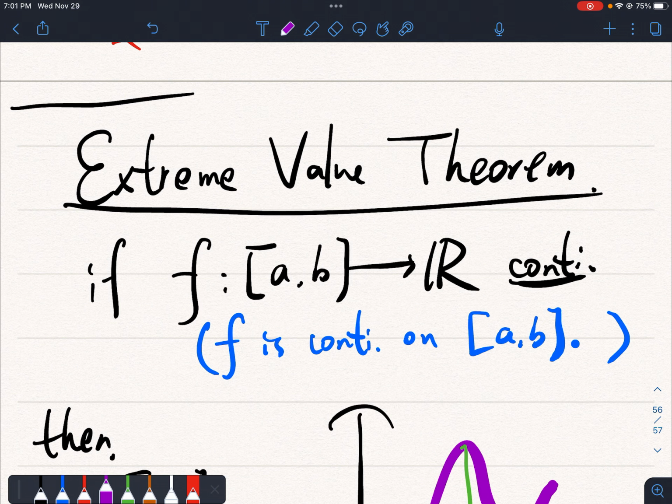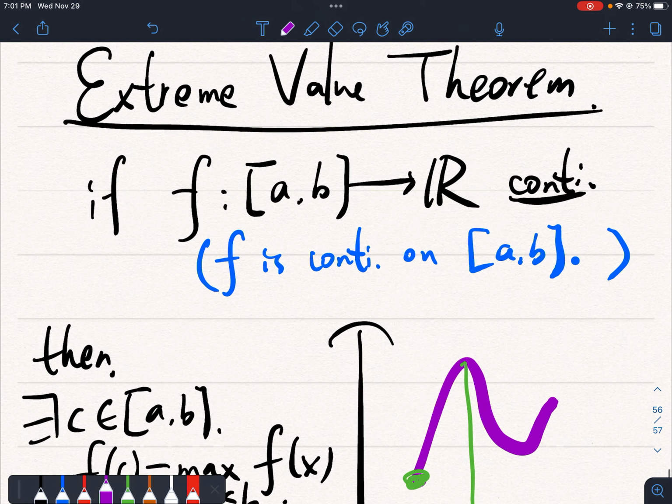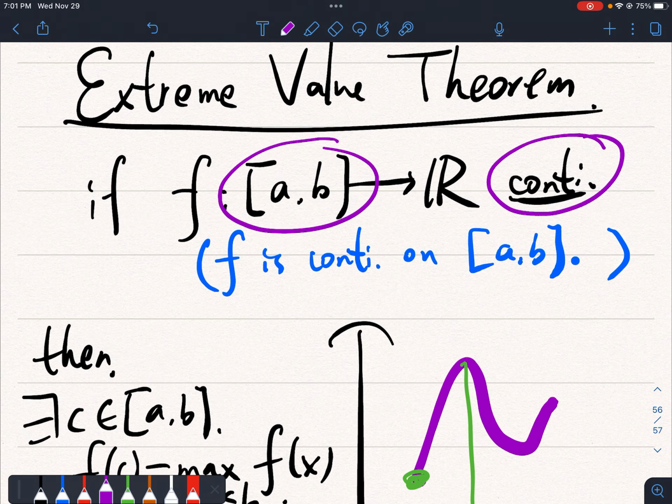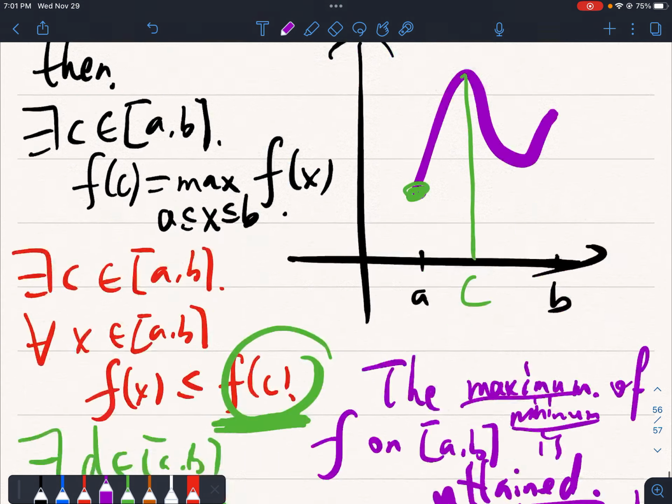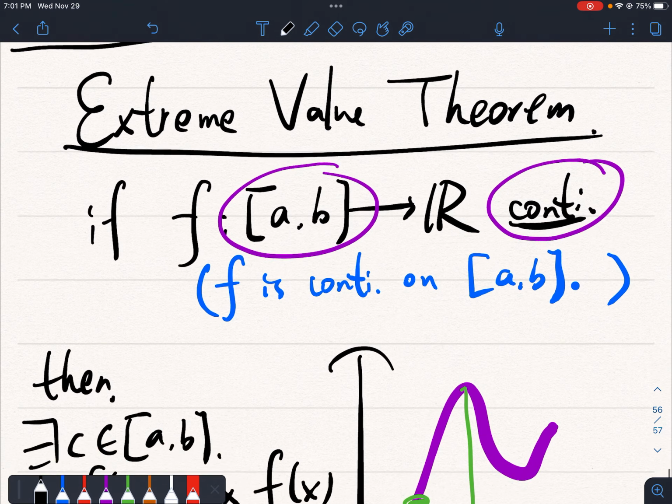You cannot talk about a maximum at a point, right? It makes no sense. It has to be a maximum on some interval or on some set. In this case, it's on a closed interval. So I will show you why we need it to be continuous and why we need it to be a closed interval.